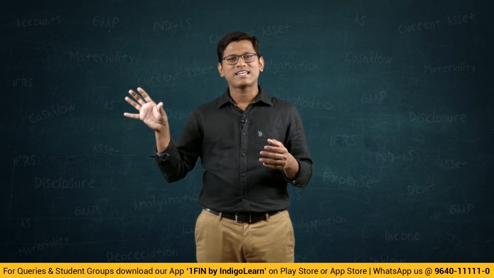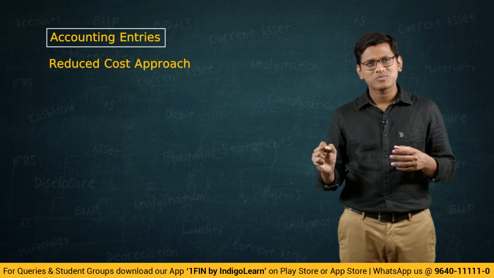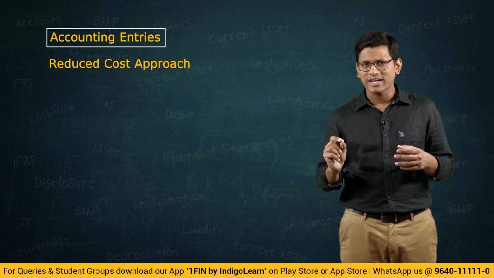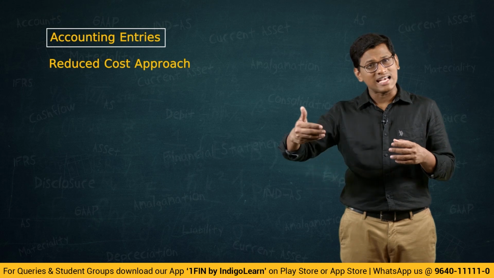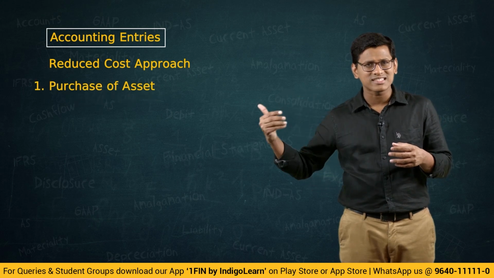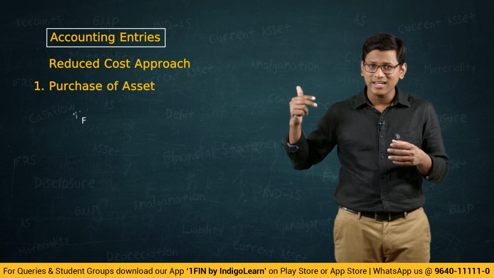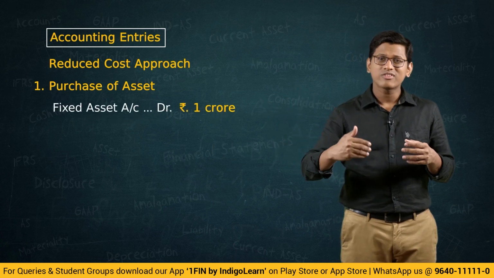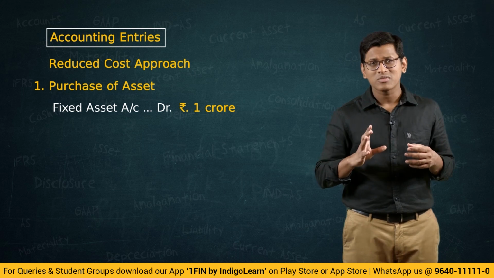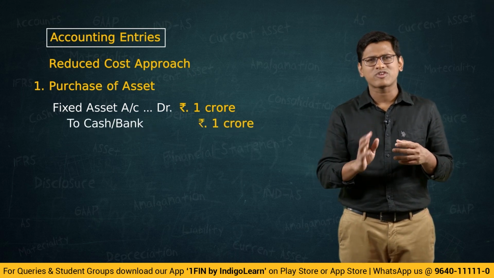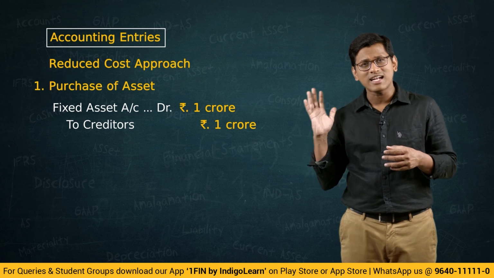So first, the case of the reduced cost approach, let us look at the accounting entries. Asset cost is 1 crore, right? So what is the entry for purchase of the asset at 1 crore? A fixed asset is coming in, machinery is coming in. So machinery account, fixed asset, debited to cash or bank 1 crore, if the company has paid 1 crore rupees. If that amount is not yet paid, to creditor for fixed asset 1 crore. So that is the entry for purchase of that particular asset.